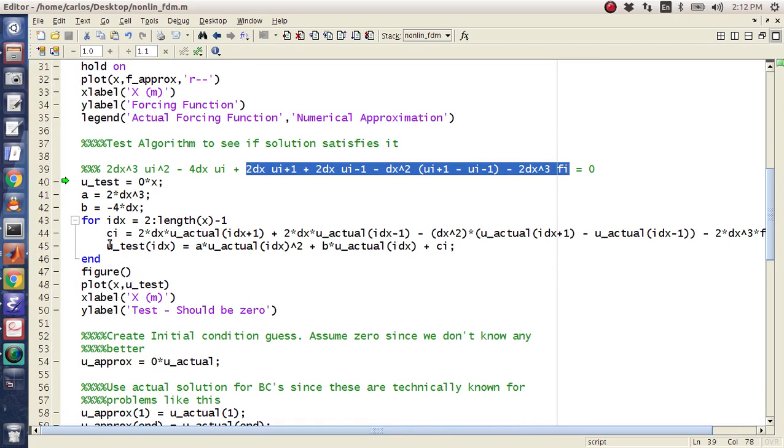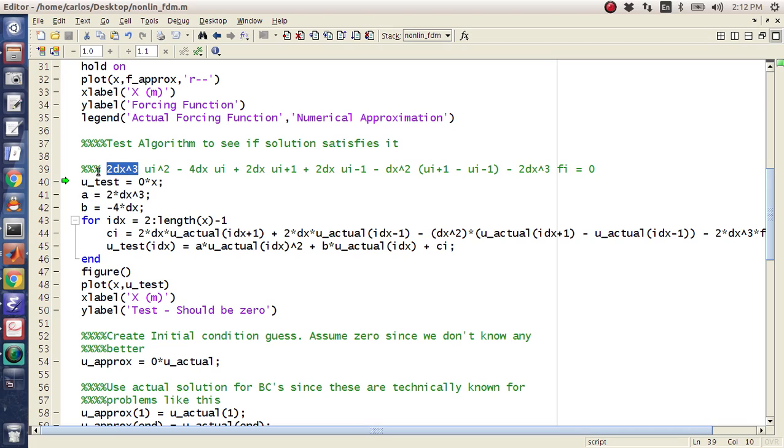And then you say that a is 2dx cubed, here's a, and this is b, minus 4dx. And what I did was I said u test equals a times u of I dx squared, which is this, plus b, here's the b term, times u of I dx plus c. And if this is right, this should all equal 0.